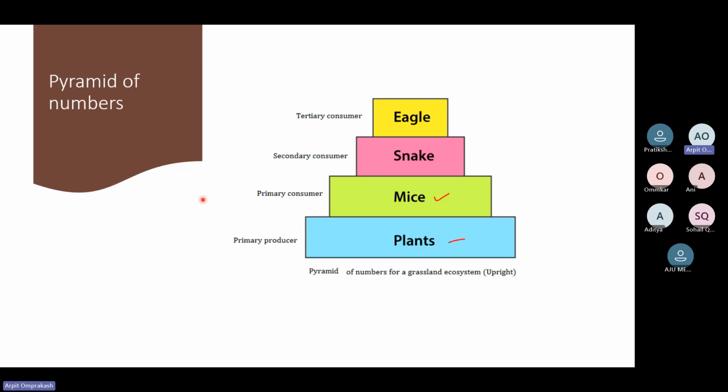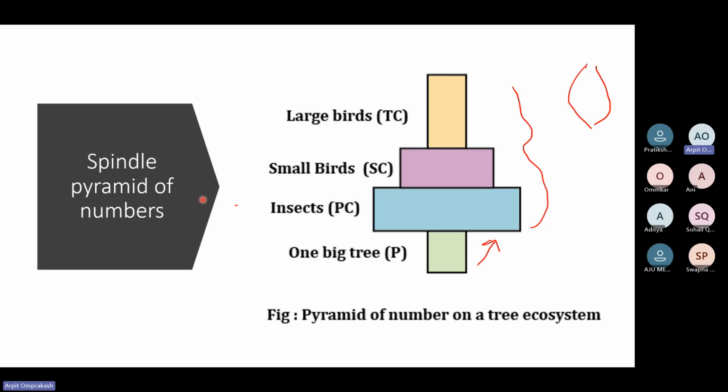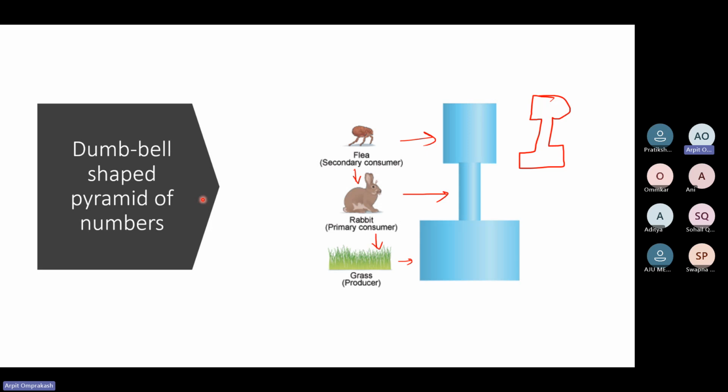And in general, it's like a pyramid, but there's a pyramid of inverted numbers that happens in these kinds of food chains, parasitic food chains, right? Because you have producers which are present in, let's say, small numbers, and then one tree can have 10 birds, right? Each of those birds can have like 10, 20 bugs on them, and each of those bugs can have 10, 20 fleas and so on. So the pyramid here is inverted, and the number of hyperparasites is much more than the number of producers. Right. We also have spindle-shaped pyramid of numbers in some ecosystems, and we have dumbbell-shaped pyramid of numbers in some ecosystems.